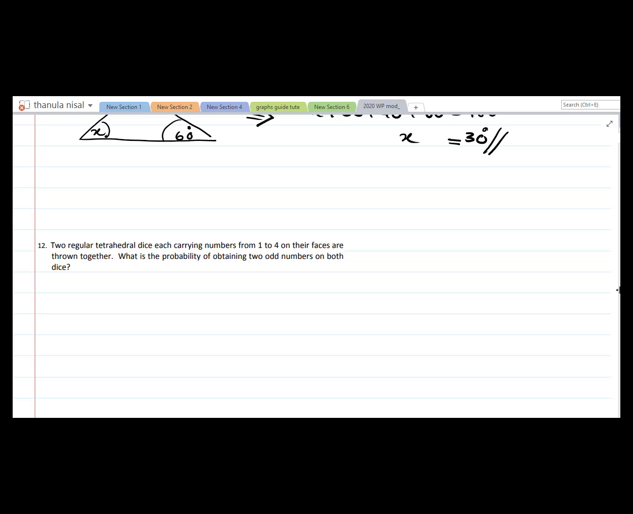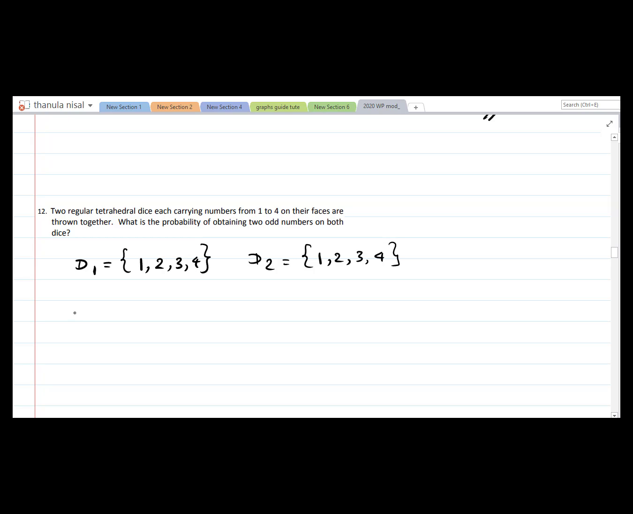There are two tetrahedral dice, that means having 4 sides, carrying numbers from 1 to 4 on their faces. If I write down the outcomes of D1, that is 1, 2, 3, 4. D2 also same. Now if we throw them together, what are the outcomes?